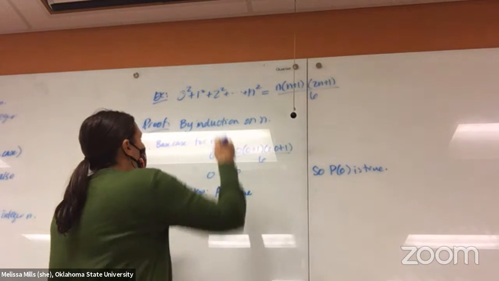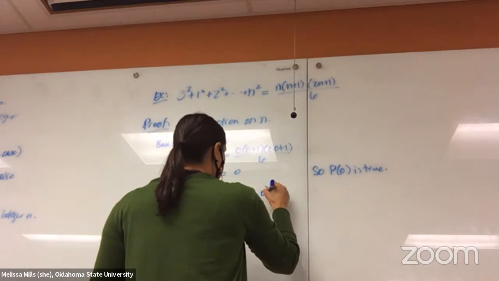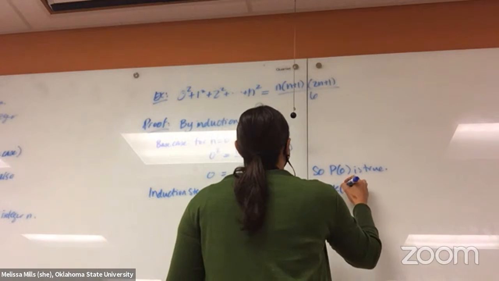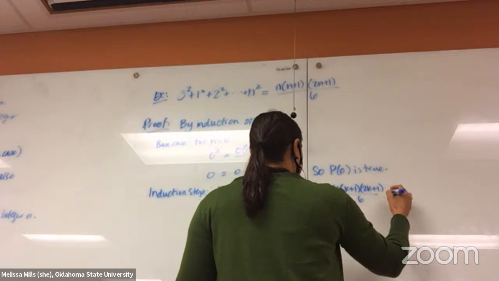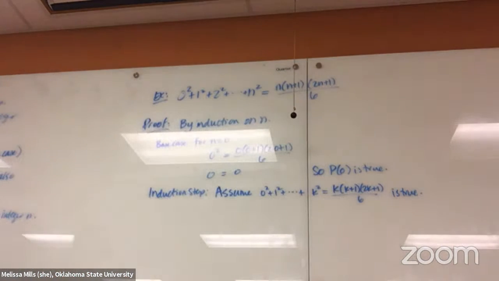So we're going to assume, well, what is the statement P_k? It would just be that with k plugged in, right? So we're going to assume that 0 squared plus 1 squared plus up through k squared is equal to k times k plus 1 times 2k plus 1 over 6 is true. Okay, and then I want to say something about P_{k+1}. I'm just going to assume that that's true, and as I go along I need to use that fact.